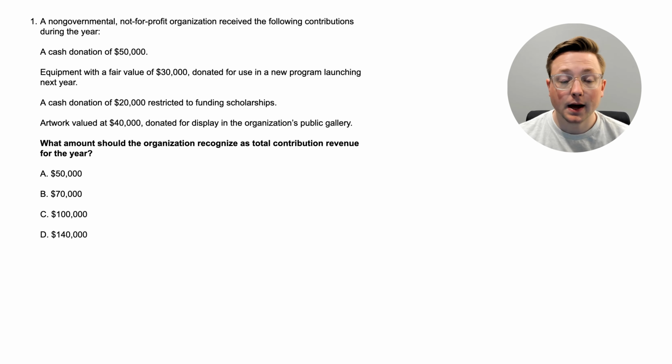Okay, let's go up to the top. A non-governmental, not-for-profit organization received the following contributions during the year: a cash donation of $50,000, equipment with a fair value of $30,000 donated for use in a new program launching next year, a cash donation of $20,000 restricted to funding scholarships, and artwork valued at $40,000 donated for display in the organization's public gallery. So again, with all that information, what is the amount of total contribution revenue that they're going to recognize? Now, if you have any idea how this works, then you might have a good idea of what the correct answer is.